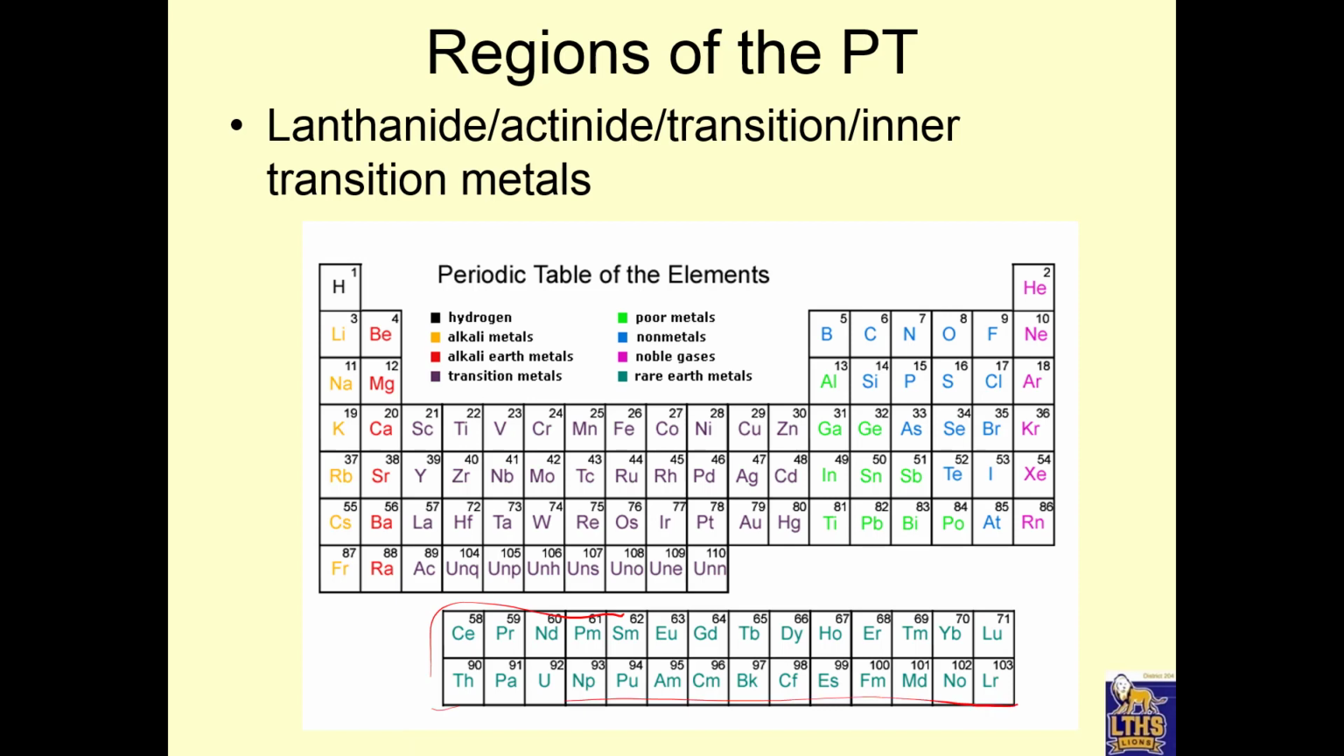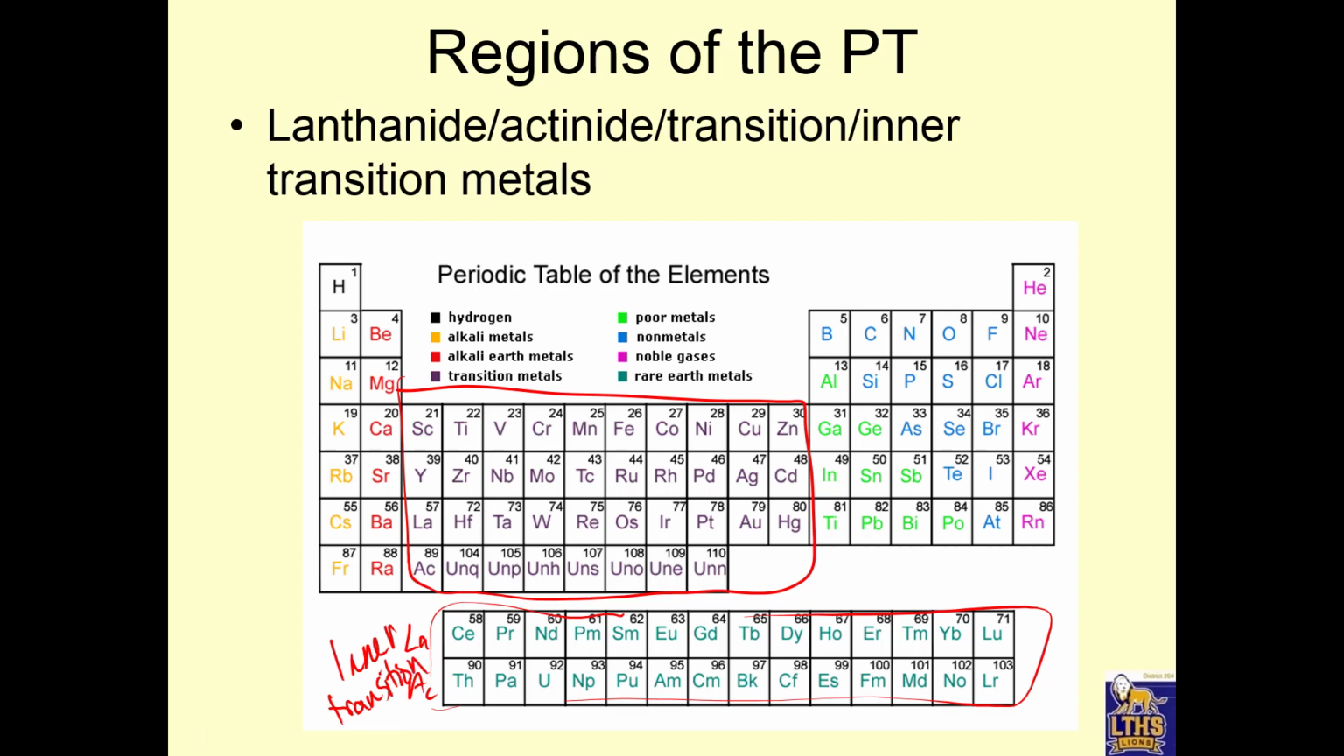All right, more regions of the periodic table. Okay, so we've got our lanthanides and actinides. These are called transition metals because you see all properties of metals in here. Okay, and then these are often referred to as inner transition metals. Okay. Inner transition.